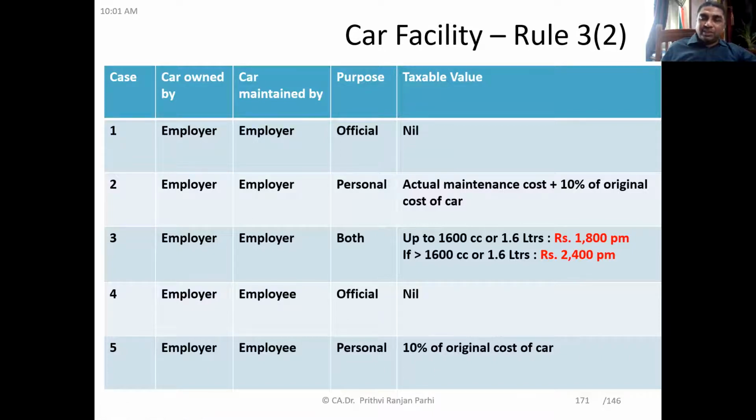Okay, when it is used for personal purpose, or it is used both for official purpose as well as personal purpose, then only there is a possibility of personal benefit, and consequently that may be treated as a perquisite. Okay, friends. So car owned by employer, maintained by employer, and used for official purposes, taxable value is nil. But car owned by employer, maintained by employer, but used for personal purposes, here employee is getting benefit or not?